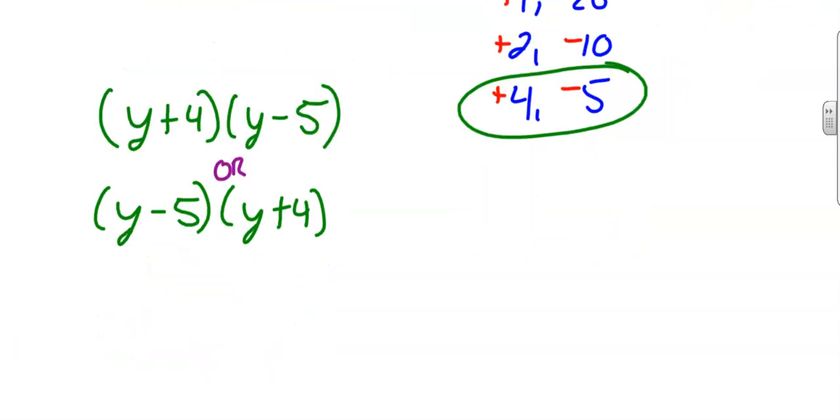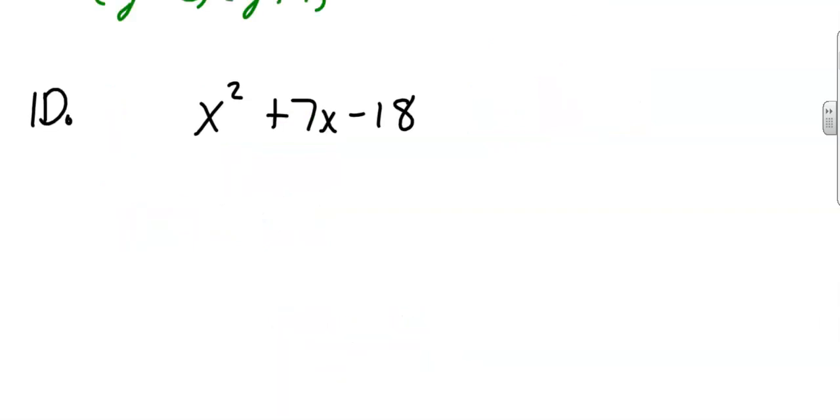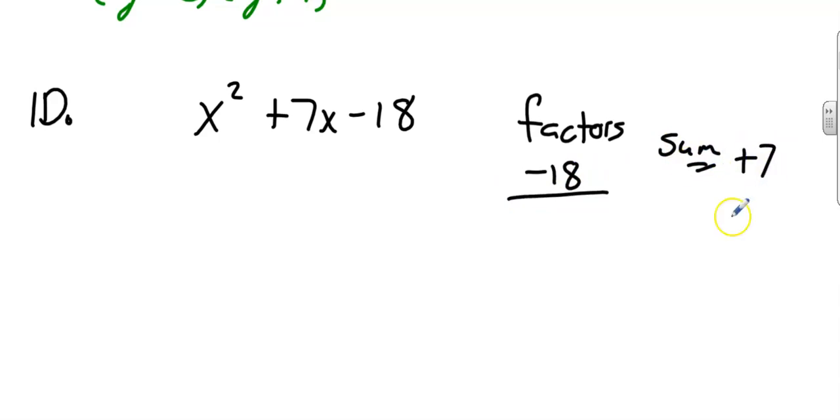Okay, let's do a couple more of those. Okay, let's go with x squared plus 7x minus 18. So over this one, we're looking for the factors of negative 18. We want the sum to equal a positive 7.